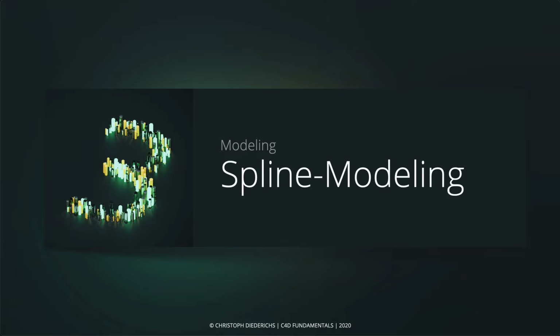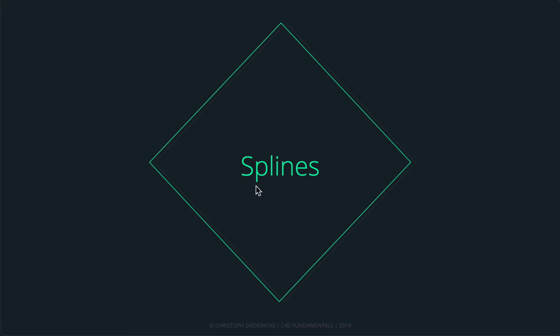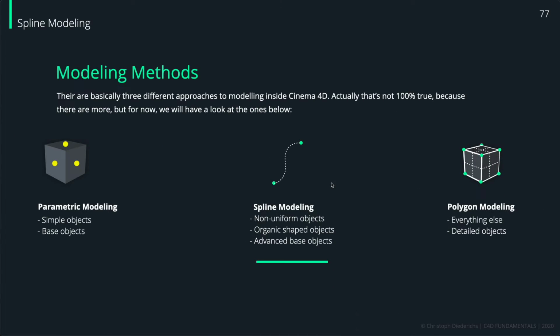In part 3 of this series, we want to have a look at a completely different kind of modeling method. Although it's maybe not completely different, it's another approach compared to the polygon approach we saw in the first episode. And to illustrate a little bit further what we're doing, the title of this lecture is Splines. We're going to use splines to model our objects.